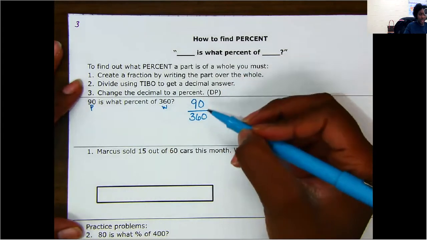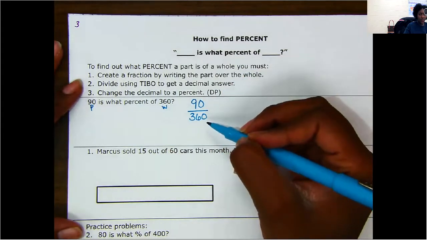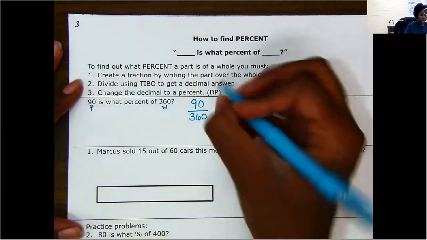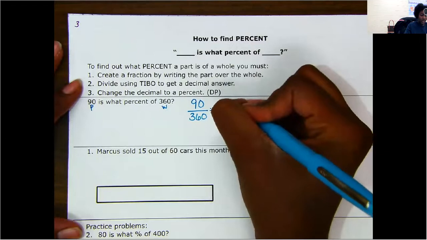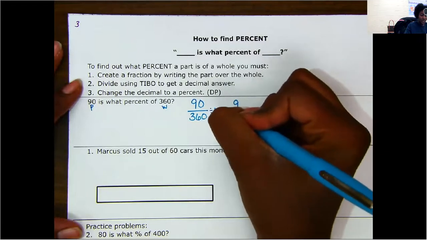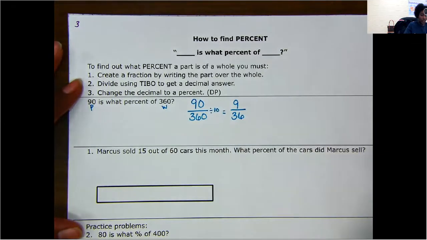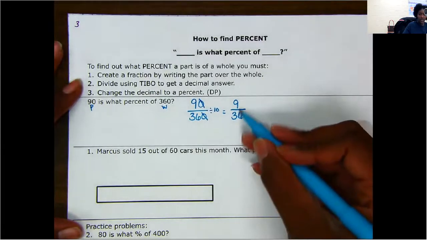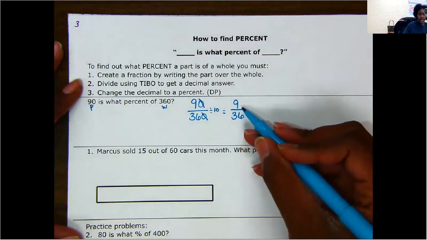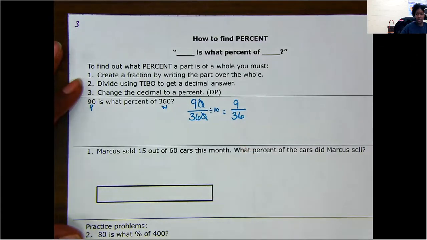Well, ladies and gentlemen, I can simplify this before I move on. Both of these end with a 0, so that means I can divide by 10. So that knocks it down to 9 on the top, 36 on the bottom. Dividing by 10 is like knocking off a 0. This is a little bit more manageable, okay? I can probably even divide that even further.